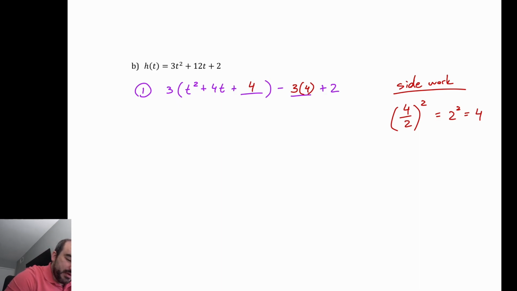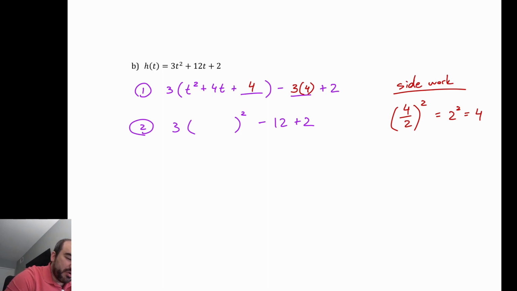So the second step is going to be to rewrite this parenthesis as a binomial squared. So the 3 is going to stay. I want this to become something squared because we know that's what completing the square means. And then outside the parenthesis, we have a minus 12 and a plus 2. So we'll combine those on the last step to write our answer.